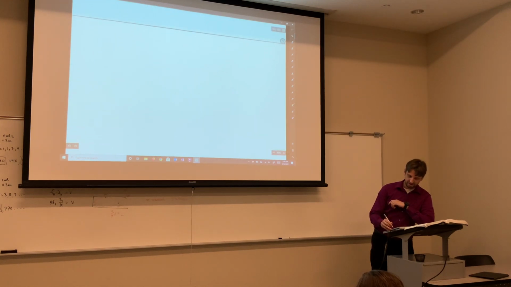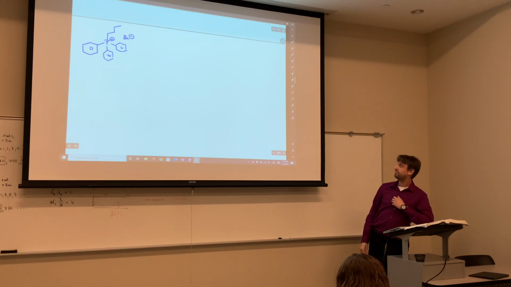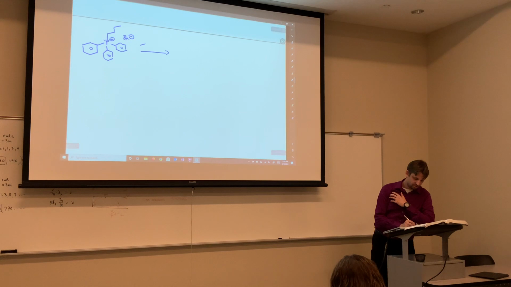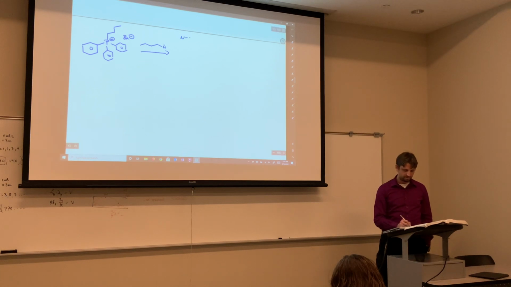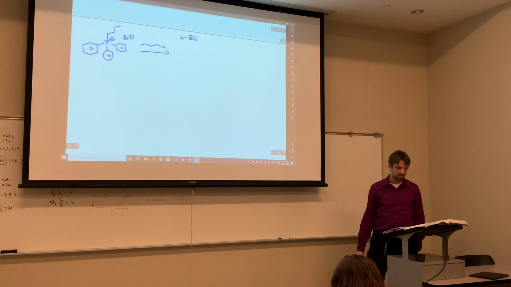So let's take that exact same thing and draw it one more time because we all need practice drawing hexagons. Now if I take this and put it in the presence of a strong base, usually we end up using something called n-butyl lithium, sometimes abbreviated as nBuLi.